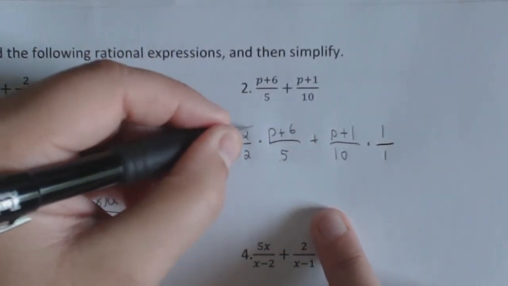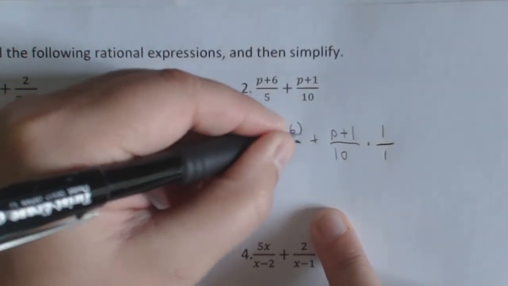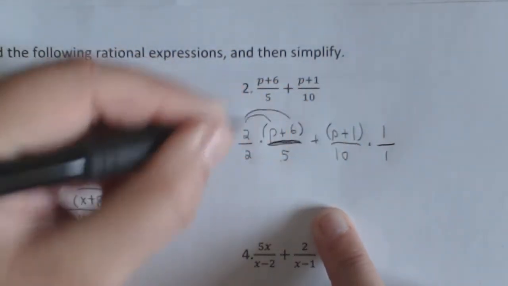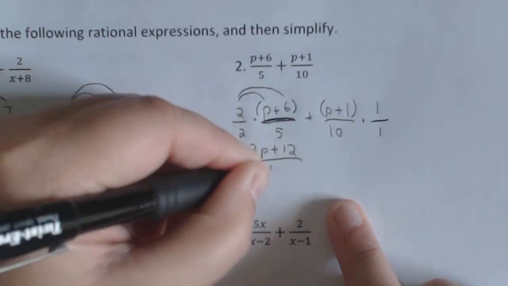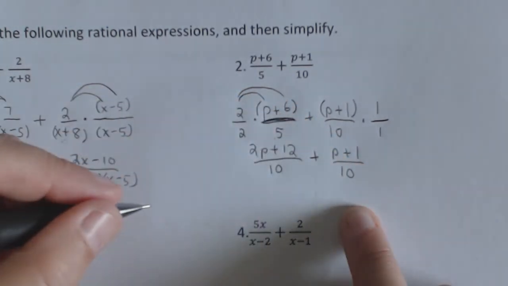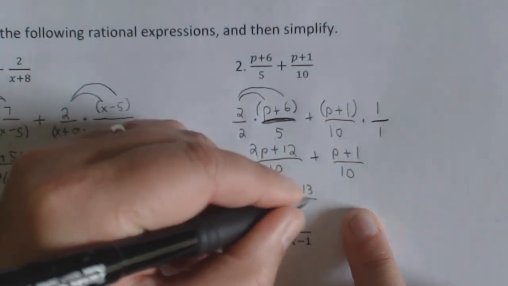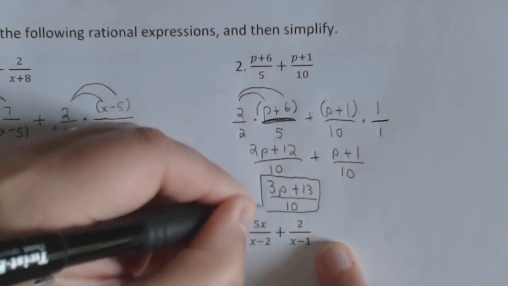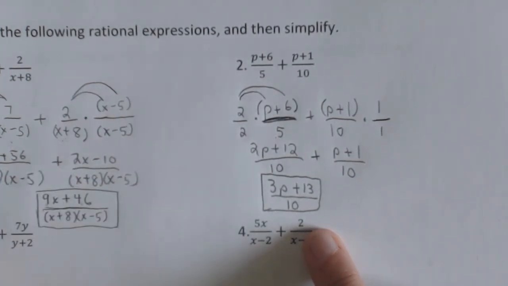Again, we're going to distribute. This division symbol, written horizontally, is understood to be a grouping symbol. So when we multiply, we've got to make sure we distribute the 2 to both terms. That's 2p plus 12 over 2 times 5, which is 10, plus p plus 1 over 10. Now we have two fractions with a common denominator. We add like terms. That's 3p plus 13 over 10. Remember, you don't add the denominator. You just bring the common denominator down. And there's nothing that factors out here.